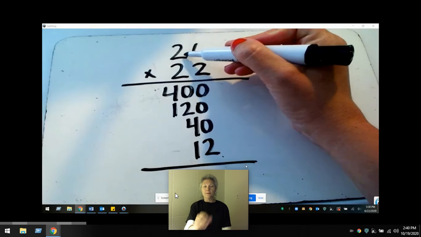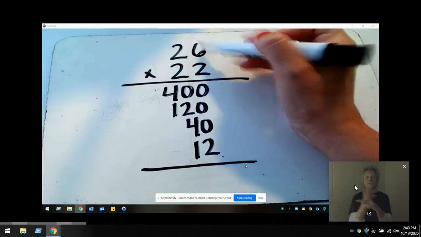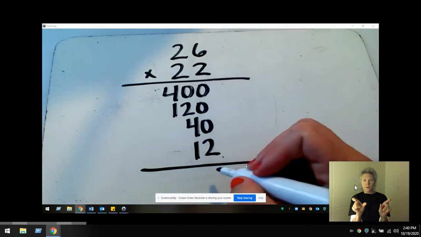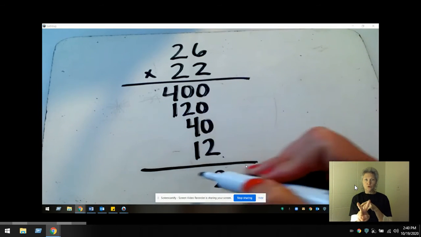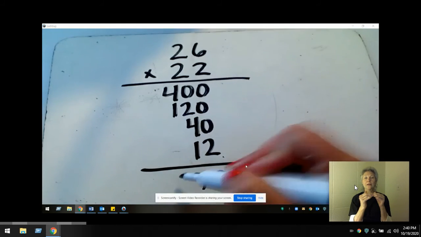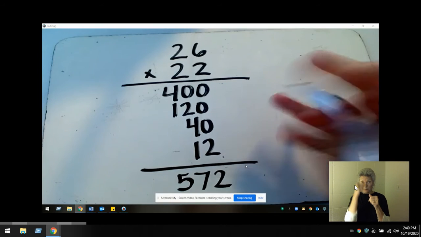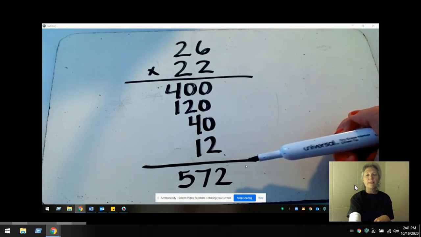So I multiplied each number by the other, right? So basically I just did 26 times 22 by breaking them apart. So I'm going to add them together. 2 ones, 2 plus 4 plus 1 is 7 tens and 5 hundreds. And if we remember back to our estimate of 600, I know that that is reasonable.